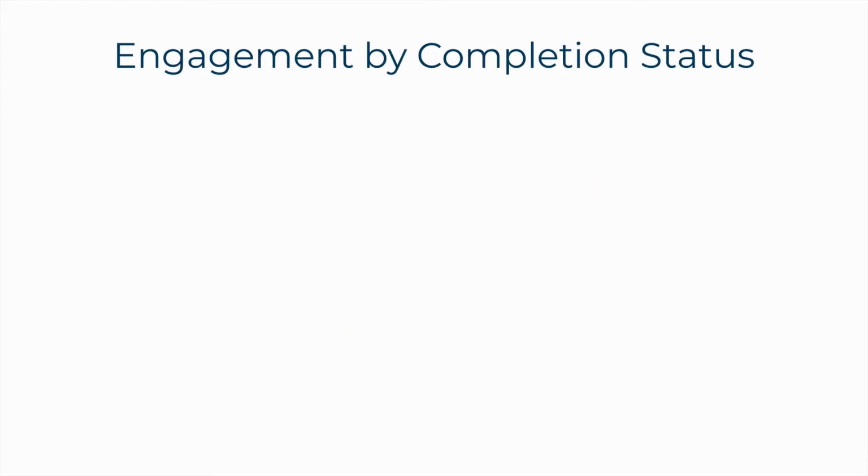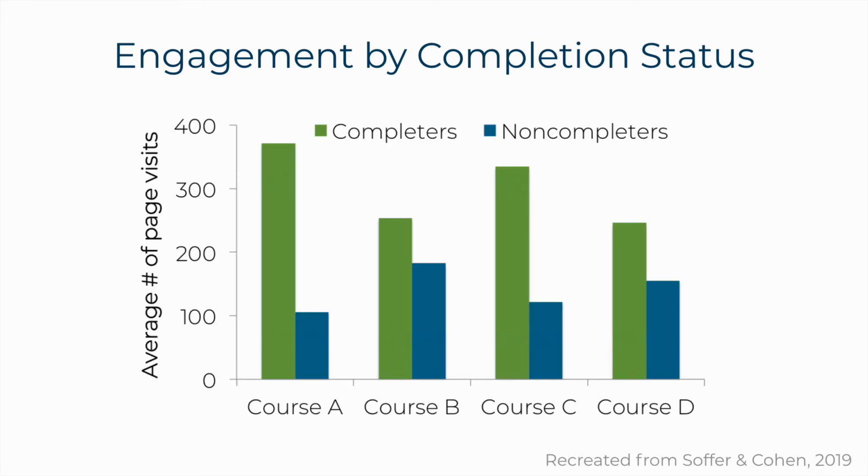I want to start with a whole class of studies that look at how students engage with courses and compare that with their completion status in courses. I'm going to show you just one example of such a study. In this graph here, we can see in 4 different courses, they compared those who completed the course and those who did not complete the course. And you can see that those who did complete the course visited more pages, and they also found that they spent more time in the course, watched more videos, etc.